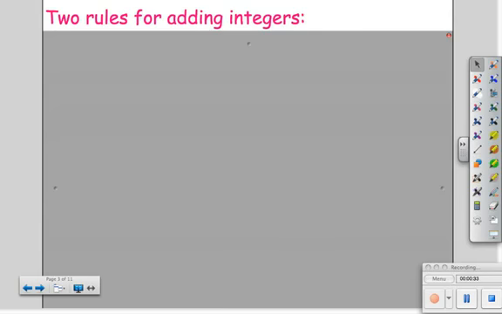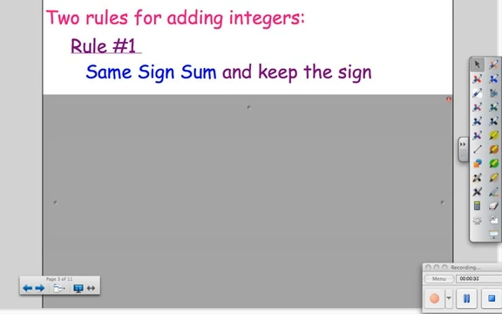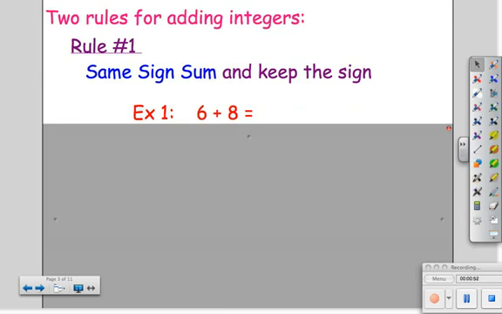We have two rules for adding integers. Rule number 1, if you have the same sign, find the sum and keep the sign. So that means if both numbers are positive or both numbers are negative, add them together and keep whatever sign was originally there.